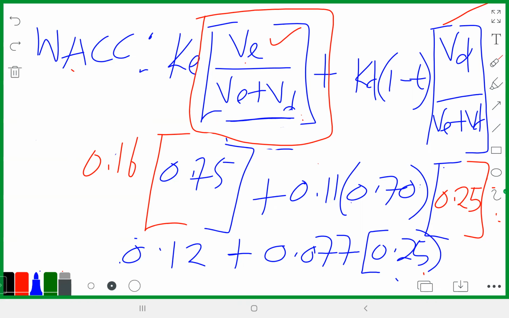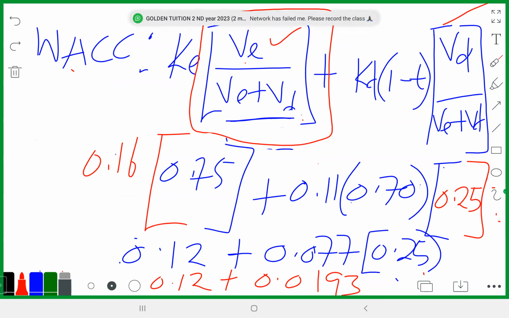0.0192. Okay, so 0.12 plus 0.0192. Then you add the two. What is the cost of capital? Just add the two. 0.139.